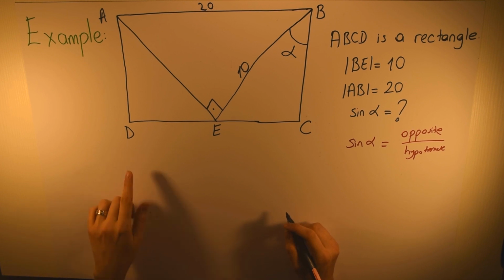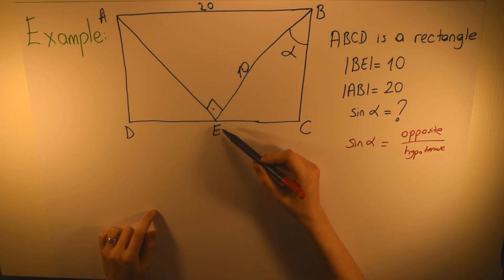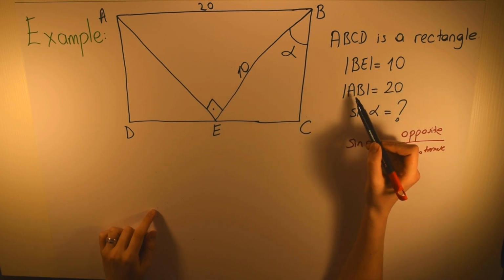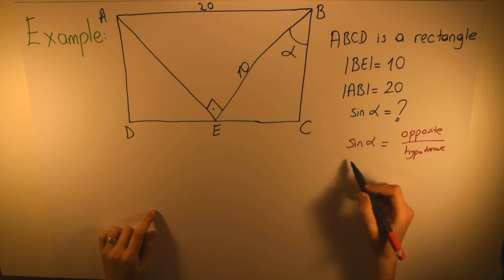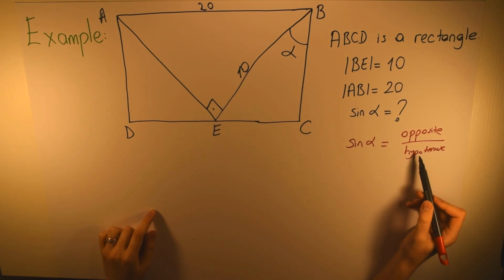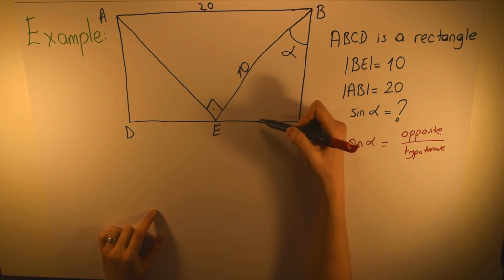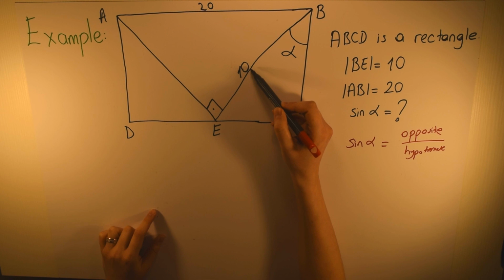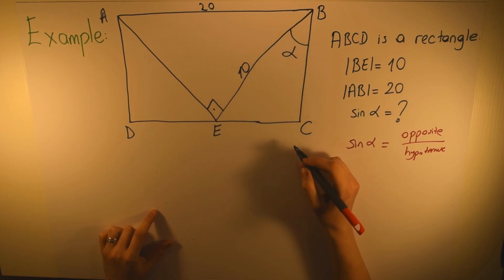So in this example we have ABCD is a rectangle, the length of BE is equal to 10, the length of AB is equal to 20, and sine alpha is asked. Sine alpha is equal to opposite side over hypotenuse, right? Let's look at our alpha angle here. We don't know the opposite side, we just know the hypotenuse, but we cannot find this side either. So what can we do?